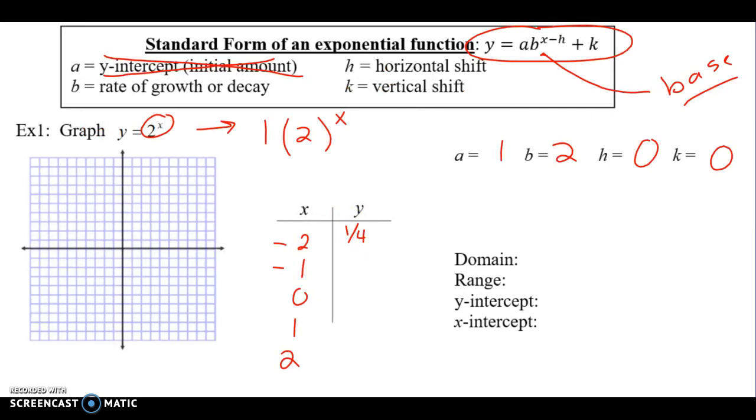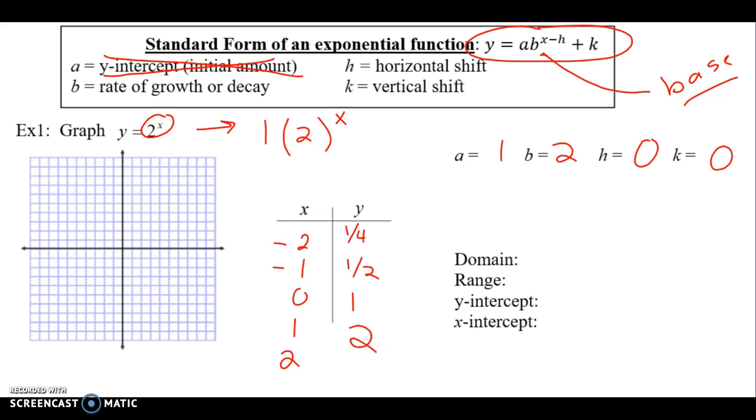What is 2 to the negative first power? In other words, 1 over 2 to the first. 0.5 or 1/2. Anything to the 0th power, do you remember that? Is 1. If you plug in 1, what is 2 to the first power?